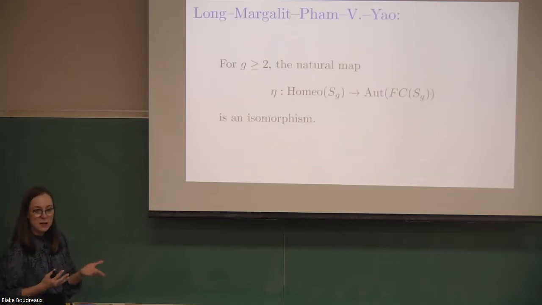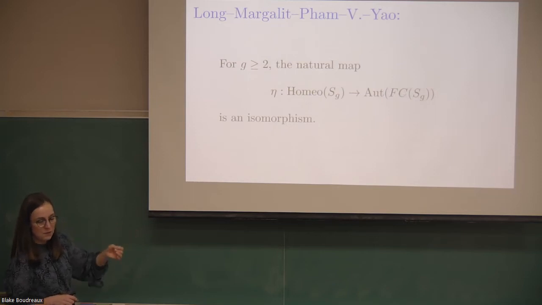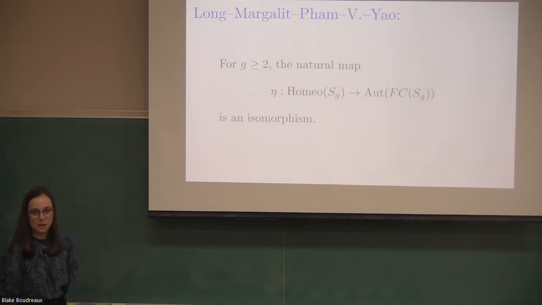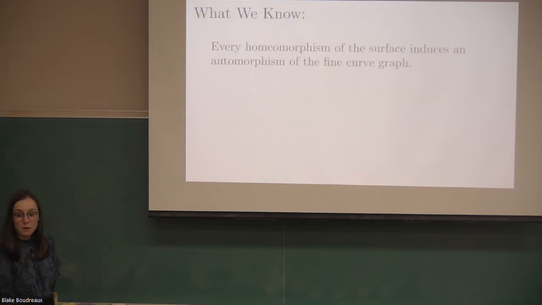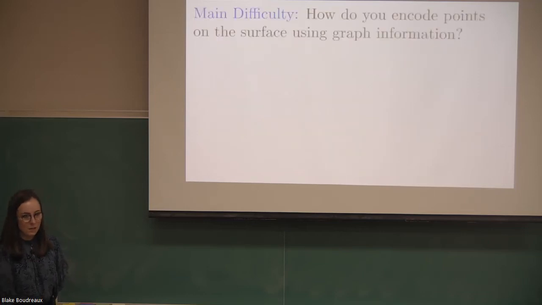What we were able to show is that for closed surfaces of genus at least 2, that natural map is in fact an isomorphism. The group of automorphisms of the fine curve graph is isomorphic to the group of homeomorphisms of a surface. So what we know is that every homeomorphism of the surface induces an automorphism of the fine curve graph. But what we need to show is that every single automorphism of the fine curve graph induces a homeomorphism of the surface. But this is really hard. The main difficulty here is how am I able to encode points on my surface using only graph theoretical information?